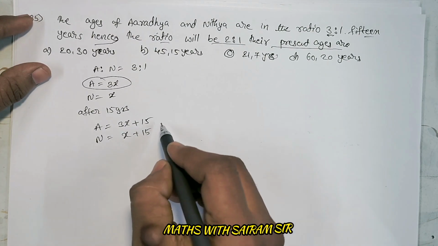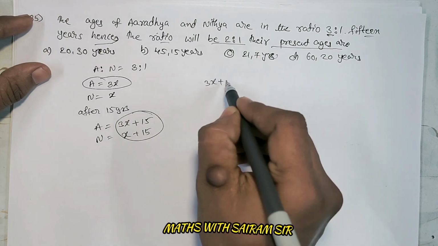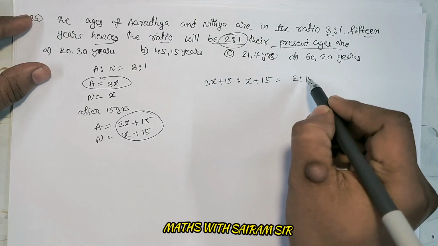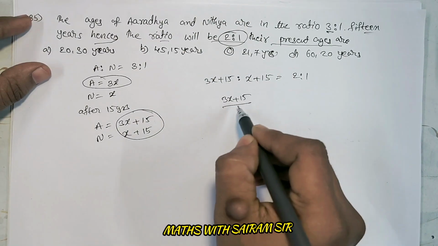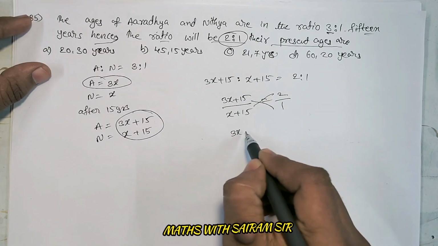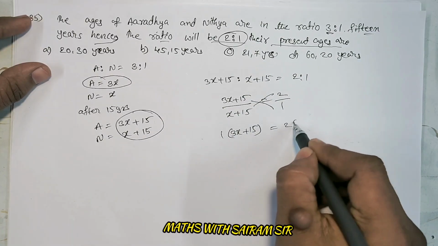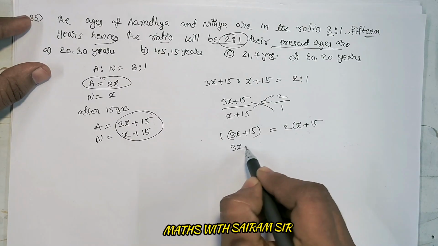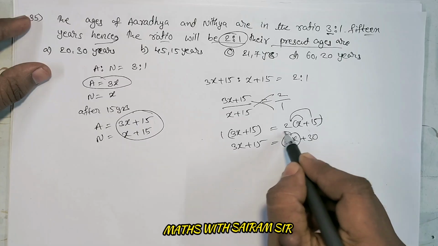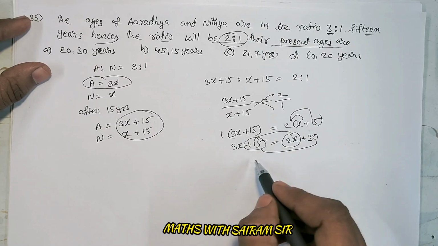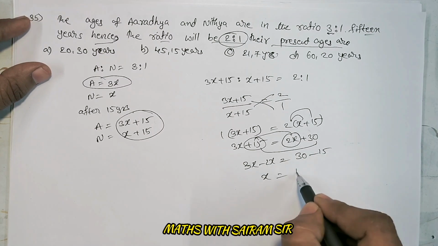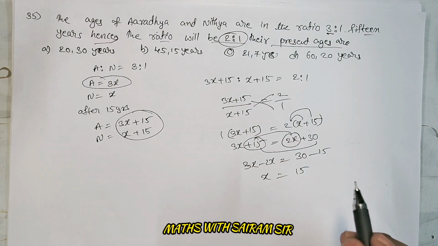And Nitya's age becomes x plus 15, and we are given the ratio between these, that is 3x plus 15 is to x plus 15 is 2:1. If I write in fraction form, (3x plus 15) by (x plus 15) is 2 by 1, and doing cross multiplication, (3x plus 15) into 1 is 2 times (x plus 15). So 3x plus 15 is equal to 2x plus 30. Transposing 2x to the other side and 15 to the other side, 3x minus 2x is equal to 30 minus 15, that is x is equal to 15 we got.